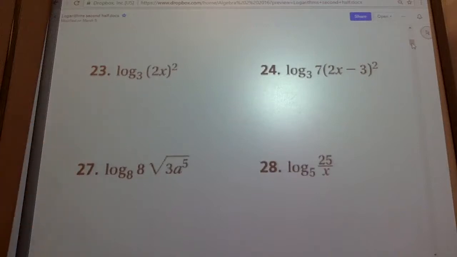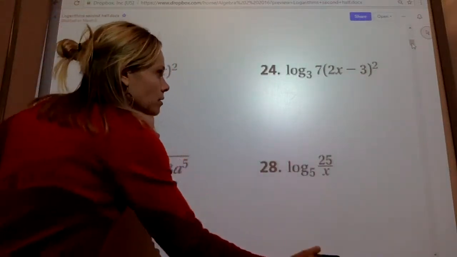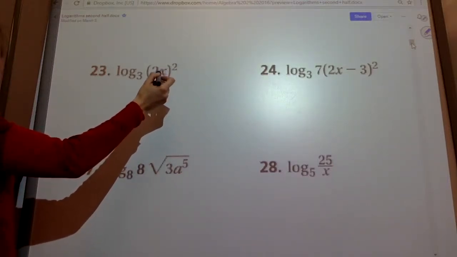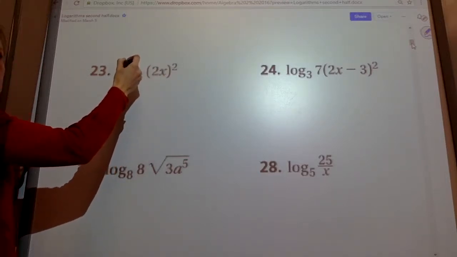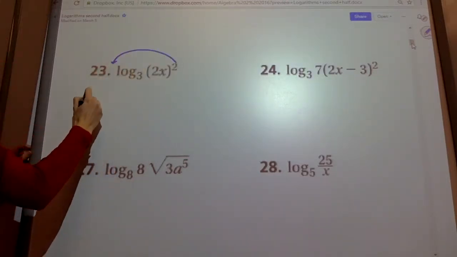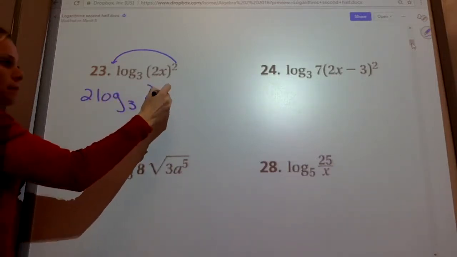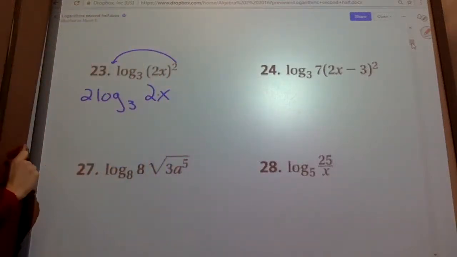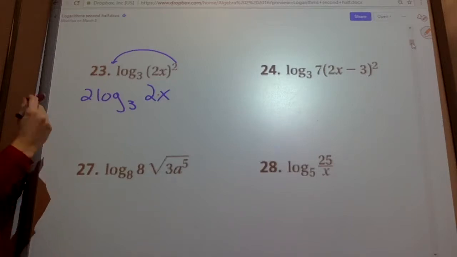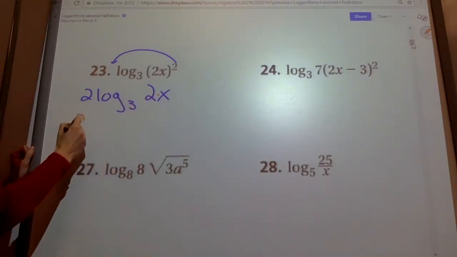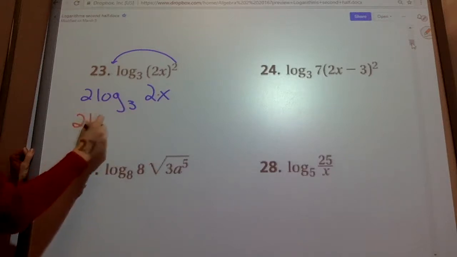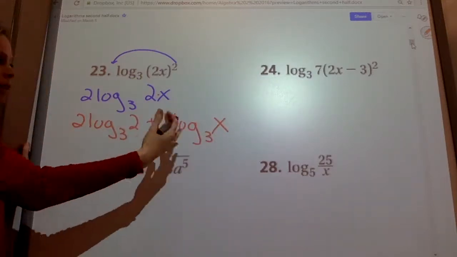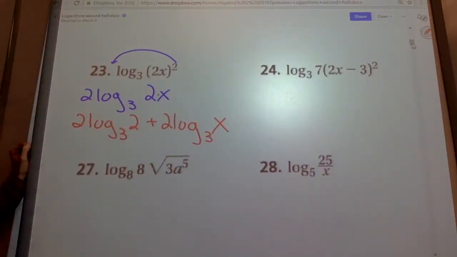About this next one, what would you do first? There's 2 things going on here. I have multiplying and a power. So we're going to undo the power first. Okay, so move that 2 in front. Right, but I'm not done yet because I still have a multiplication right here. And I undo multiplication with addition. Right? So this 2 goes to both. So 2 log 3, plus 2 log 3x. Now I'm done. There's nothing else to break apart to simplify.